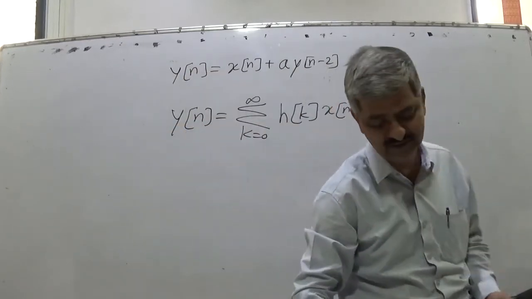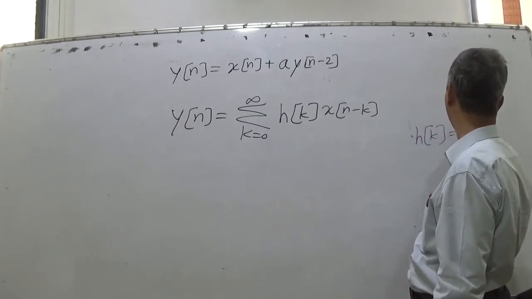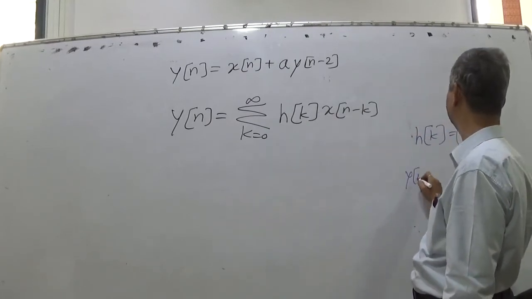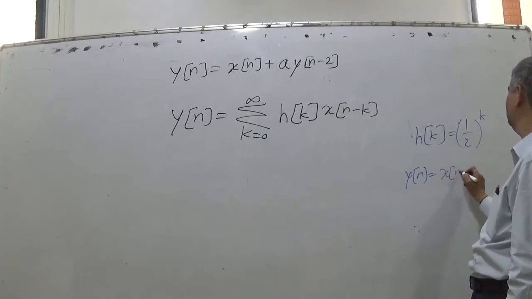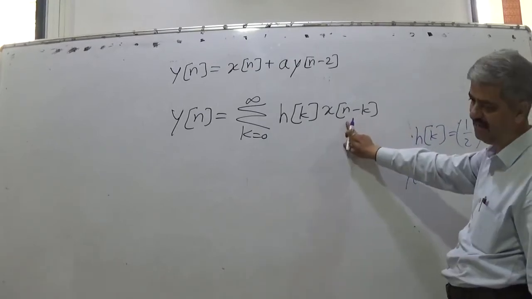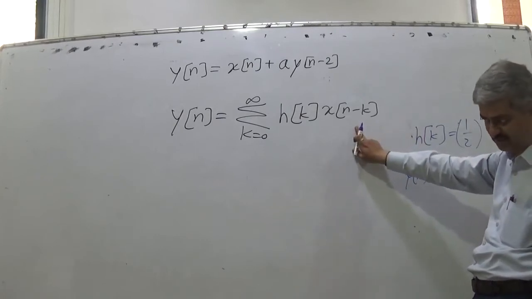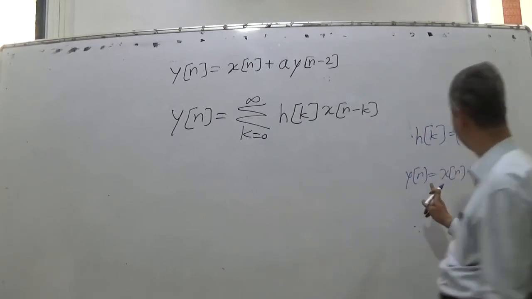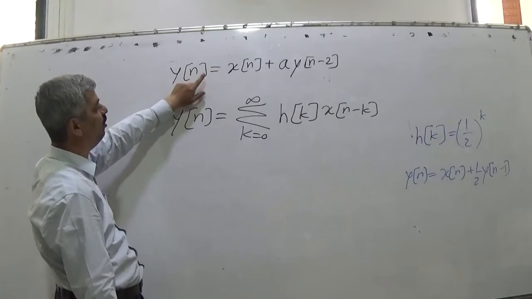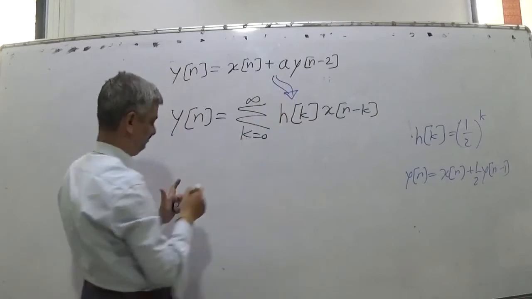So previously what was given? Previously, hk was given to you as half raised to k. If hk is half raised to k, then you computed yn is equal to xn plus half yn minus 1. So from an infinite term non-iterative expression you calculated a finite term iterative expression. Now if this finite term iterative expression is given to you, how will you find hk? It's very interesting.